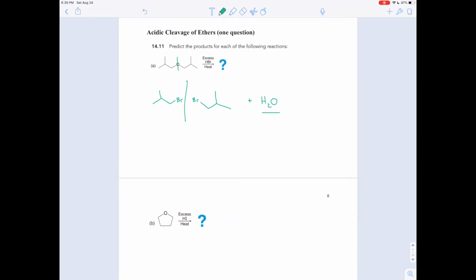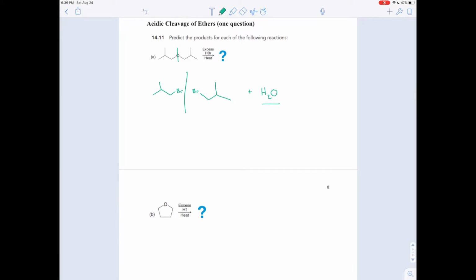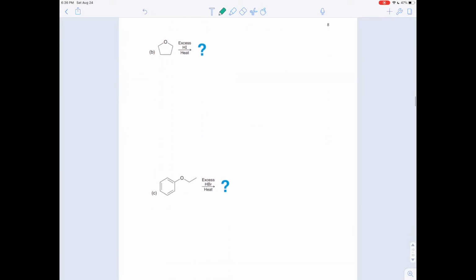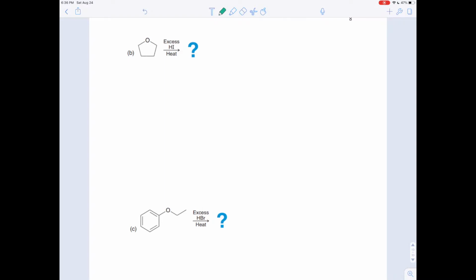So in chapter 14, exercise 11, it's asking you to predict the products for some reactions. And these are all acidic cleavage. So they're adding an excess halo acid, some heat, and an ether. What you'd want to do is just draw a line down the oxygen of the ether, and really you can copy the rest of the molecule, and instead of the oxygen, you can put whatever halogen is there. So this looks a little weird.